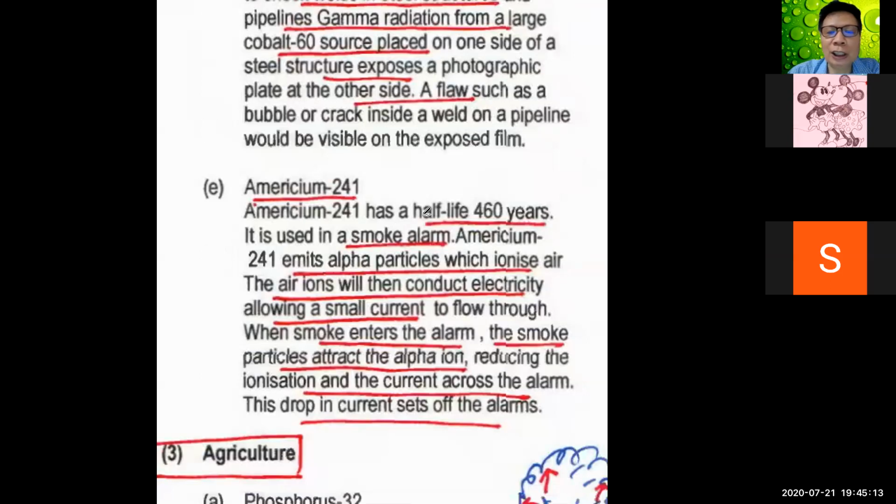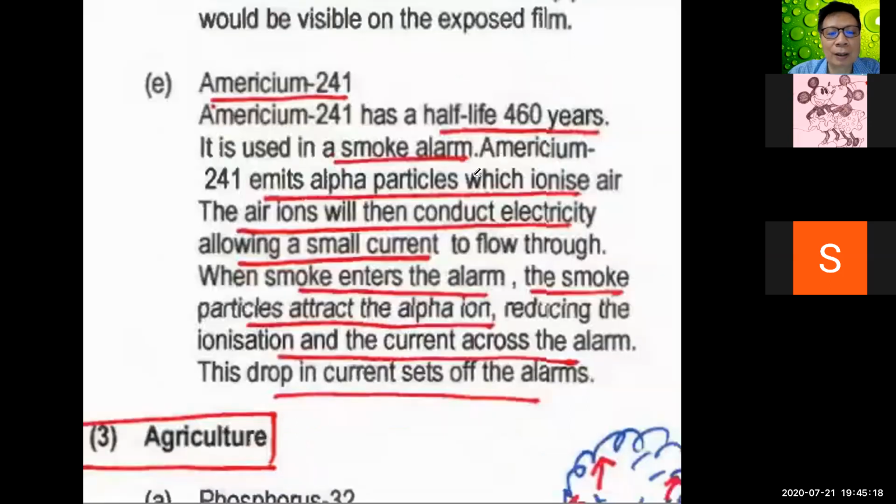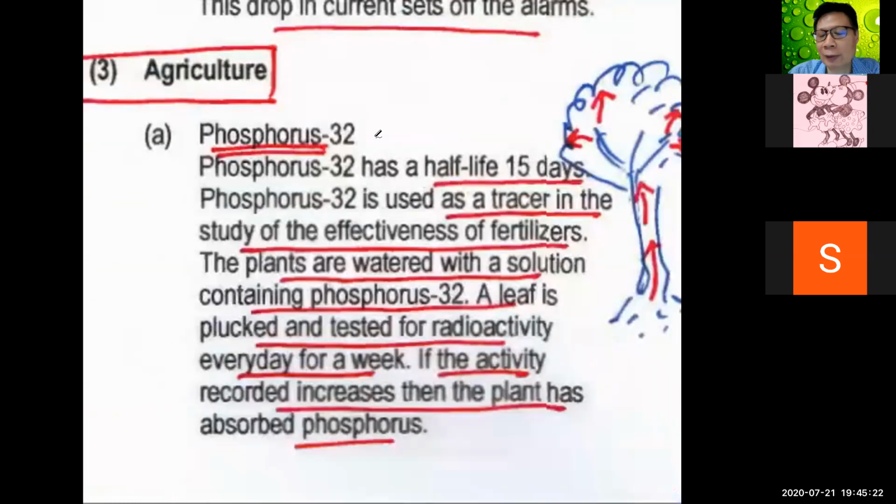Okay, this one uses alpha. Okay, smoke alarm. And we have also discussed agriculture. In agriculture we have two of them. Phosphorus 32. This phosphorus 32 is to check the effectiveness of the fertilizer. You see, to study the effectiveness of fertilizer. That's it. Okay, phosphorus 32.